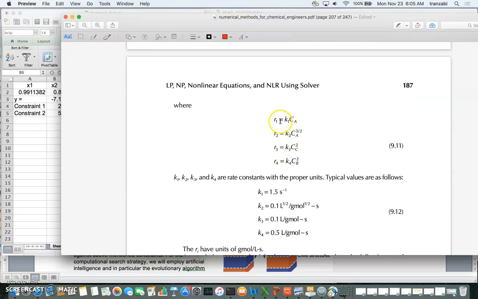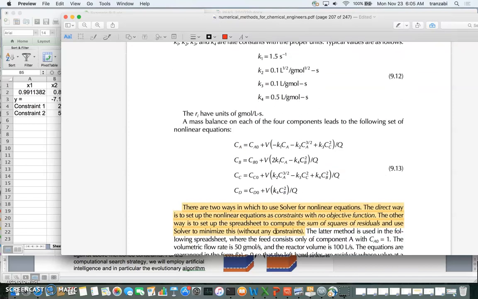And we also have the relation between the reaction rate and reaction or rate constants. So the rate of reaction 1 is equal to the K1 times the concentration of A, and so forth. So these are the rates, and K's are the rate constants, all are given. We want to write the equations to solve for the concentration at equilibrium. So how we can write this?